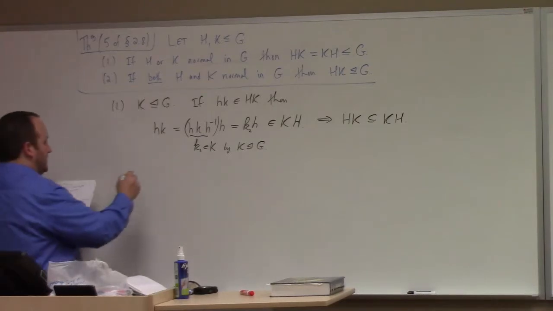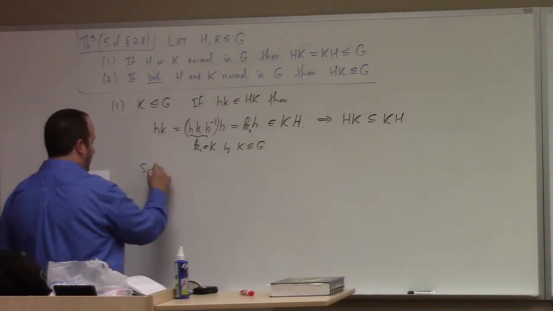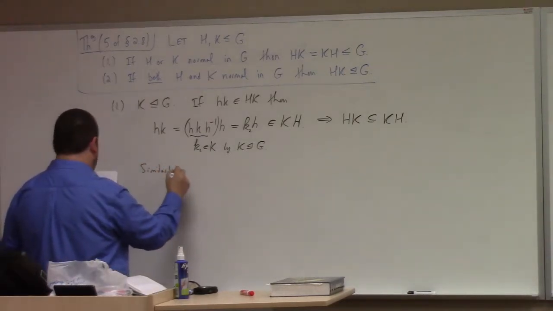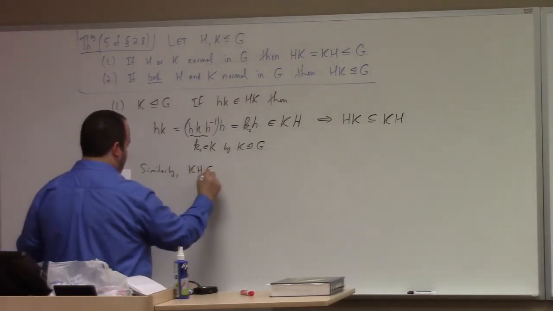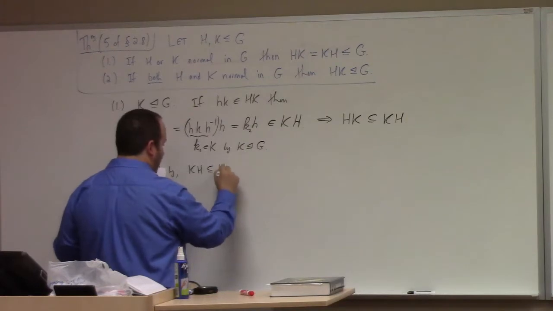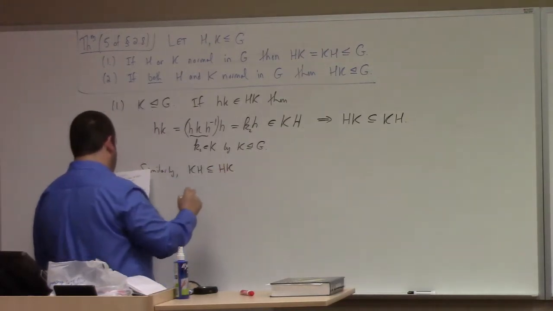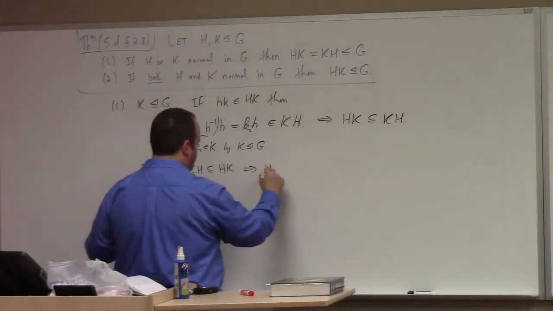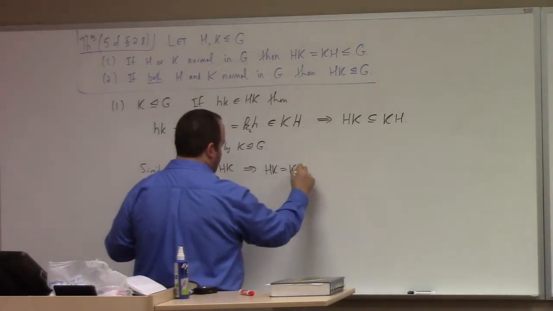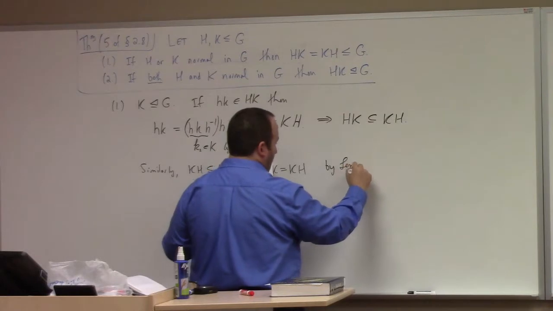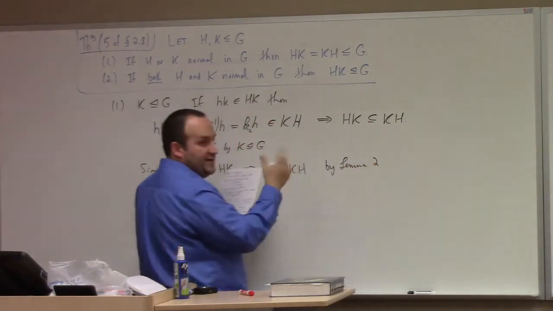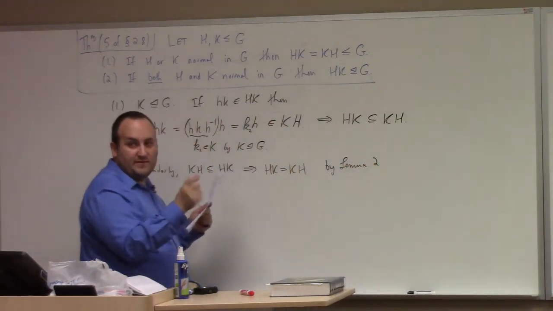And then similarly, and I won't go through the details there, you can show that KH is a subset of HK, and that implies of course that HK is equal to KH. And remember by Lemma 2, which we did last time, if KH is equal to HK, it implies that they're both subgroups.